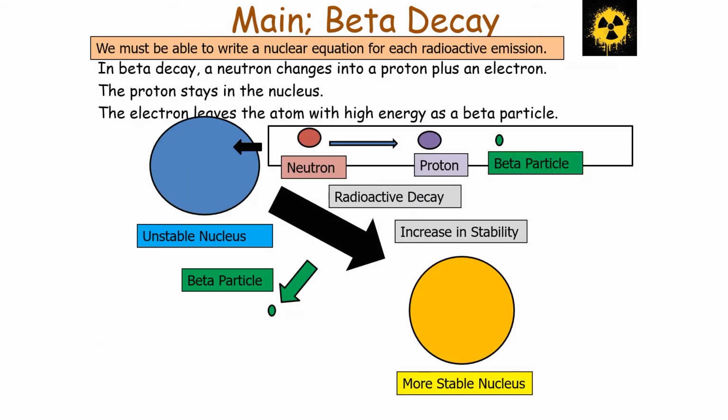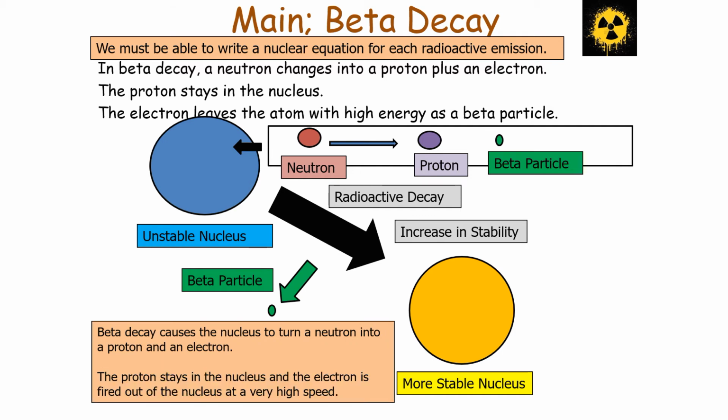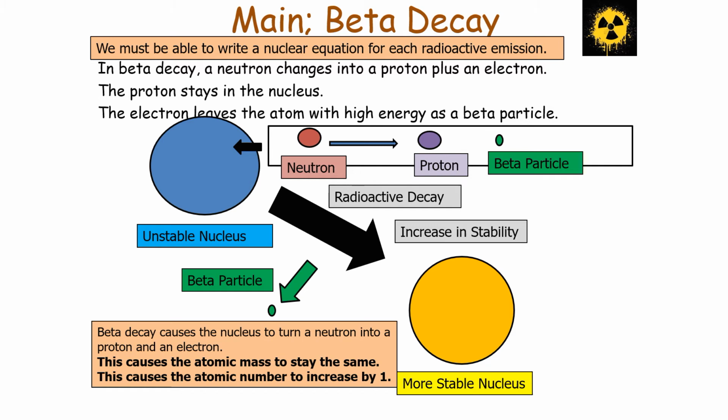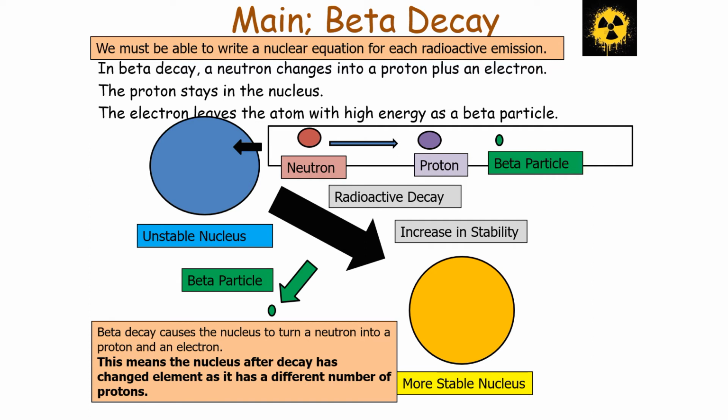Now in beta decay, a neutron changes into a proton plus an electron. The proton stays in the nucleus whilst the electron leaves the atom with high energy as a beta particle. So beta decay causes the nucleus to turn a neutron into a proton and an electron. As we said, the proton stays in the nucleus and the electron is fired out of the nucleus at a very high speed. So the atomic mass stays the same whilst the atomic number increases by 1. This happens as the numbers are conserved, so the nucleus after decay has changed element as it has a different number of protons.